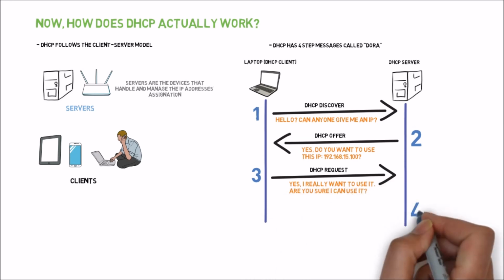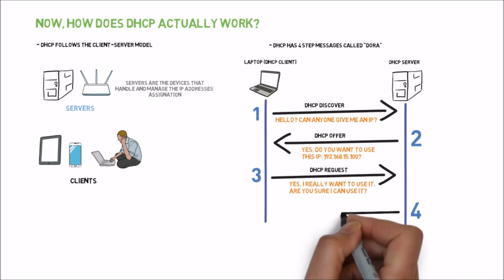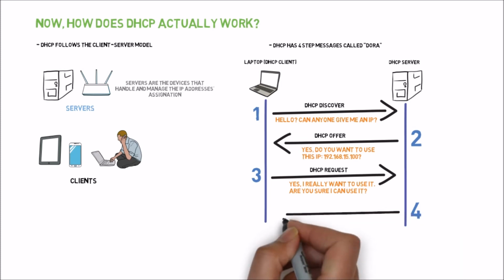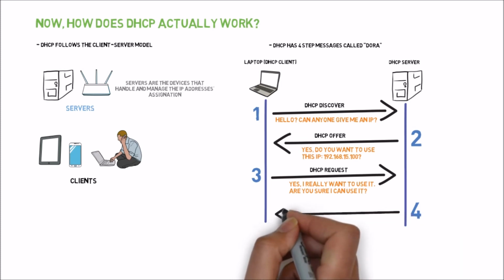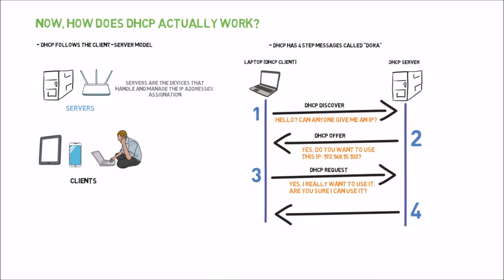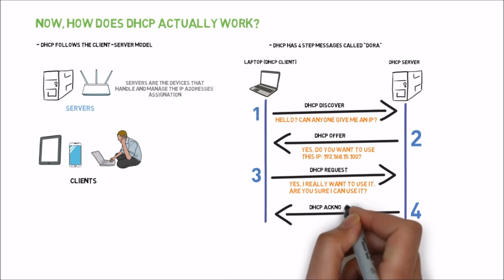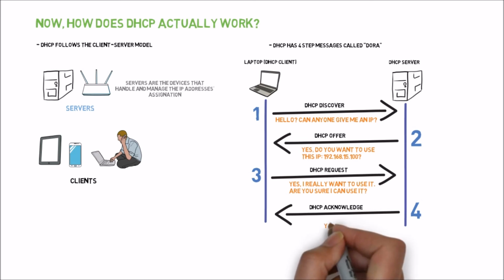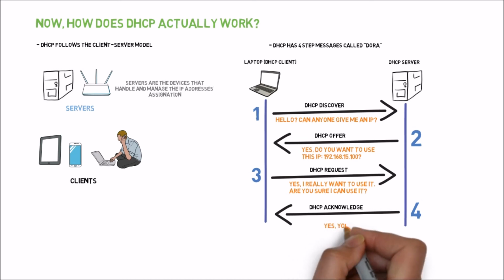The server is going to check again if this IP address is available, and if it is, it's going to answer with the final DHCP message, which is the acknowledge. In other words, it's going to say, yes, you can use this IP address. There is no problem with that. Nobody else in this network is using this IP address at the moment.